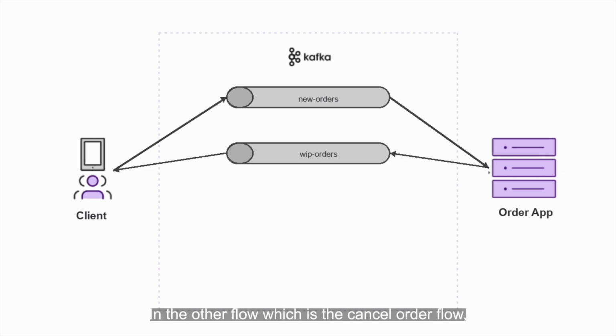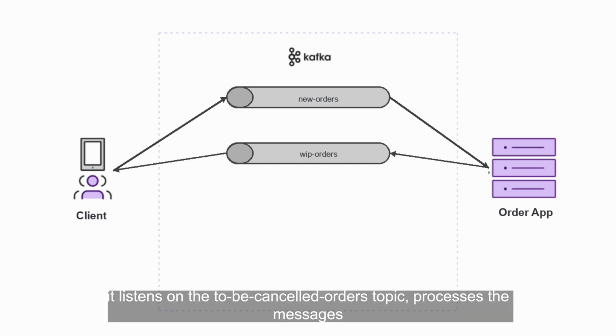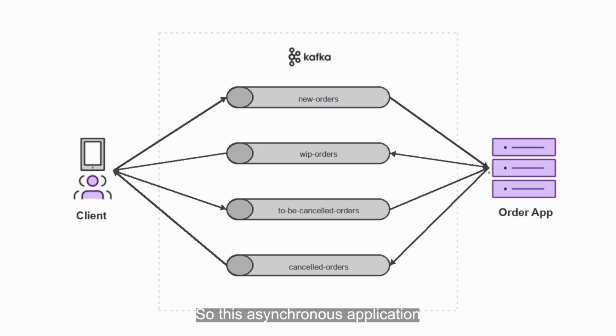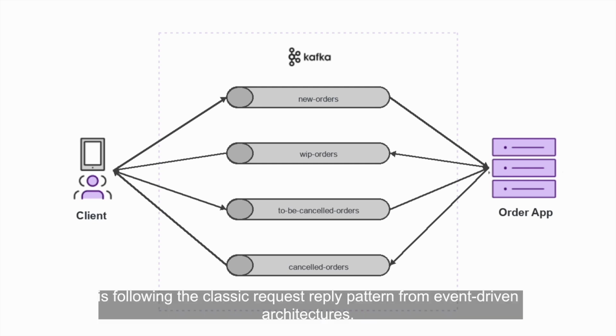In the other flow, which is the cancel order flow, it listens on the to be cancelled orders topic, processes the messages on that topic and publishes the reply message back onto the cancelled orders topic. So this asynchronous application is following the classic request reply pattern from event-driven architectures.